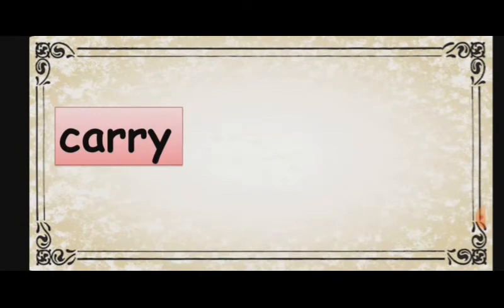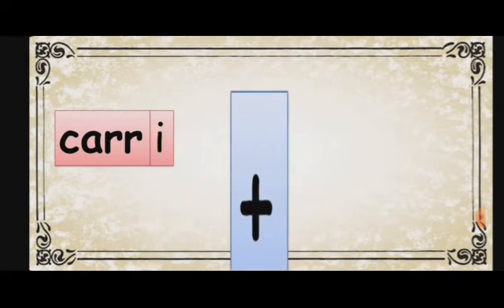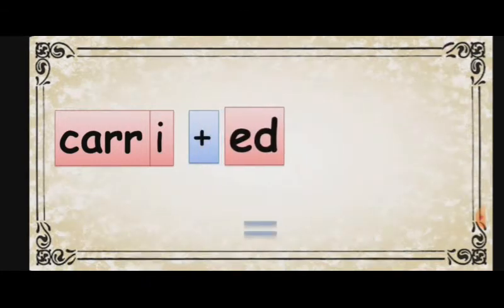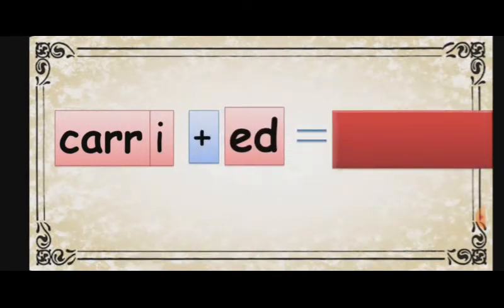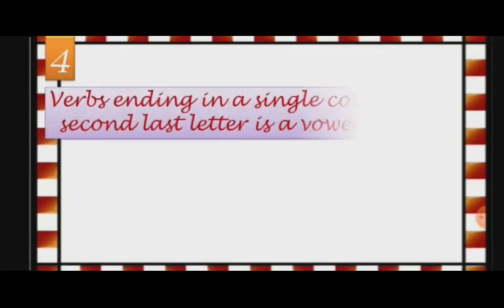Here also you can see the ending letter is y and before it r is there, and r is a consonant. So, we need to change y into i and we are going to add ed. So, the past form becomes carried. And the spelling is C-A-R-R-I-E-D.